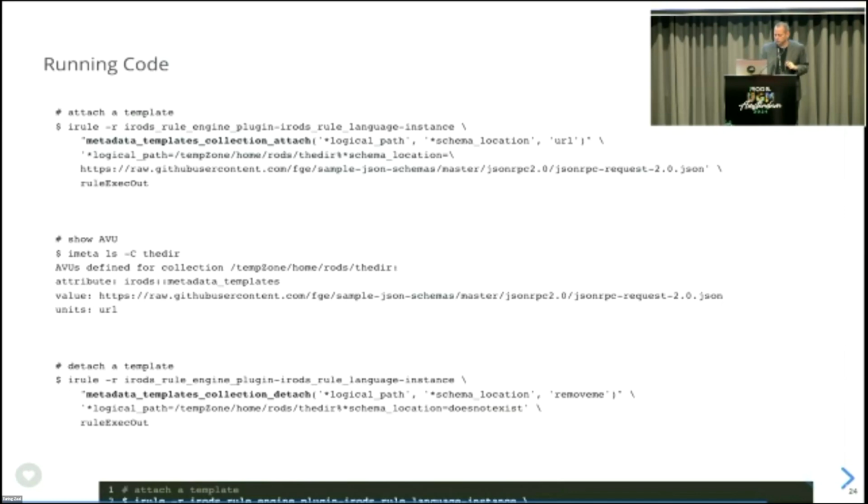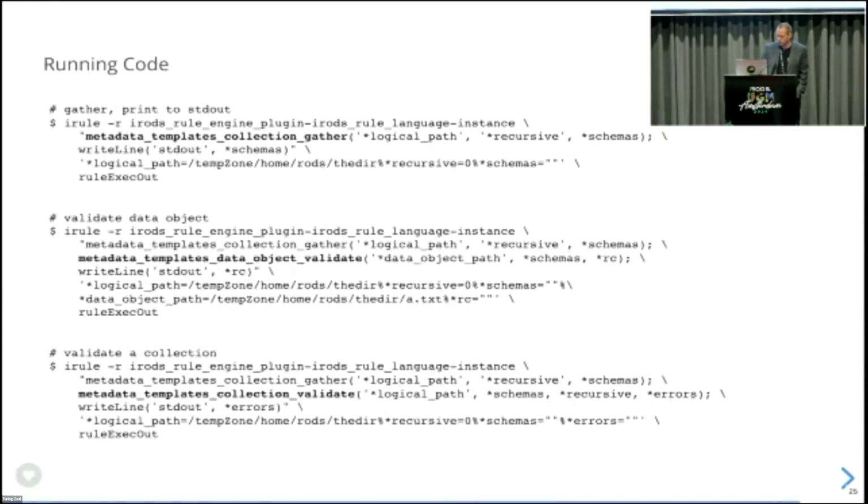Ooh, look at this. I forgot to look at that. Don't look at that. So we attached a template. This is an iRule. If you blur your eyes to the bold part here, we've got collection attach. Great. Show the AVU. All it did was put that string on that thing and said that it was a URL. And then I removed it. So there's the function for attach and detach. Great. Anybody can call that with language of your choice.